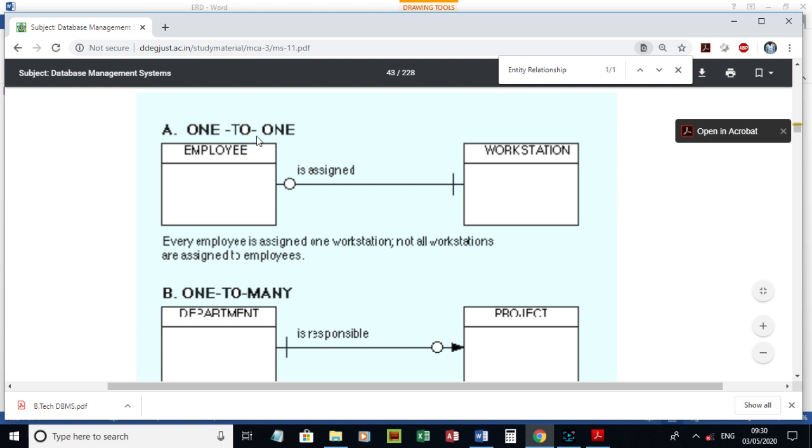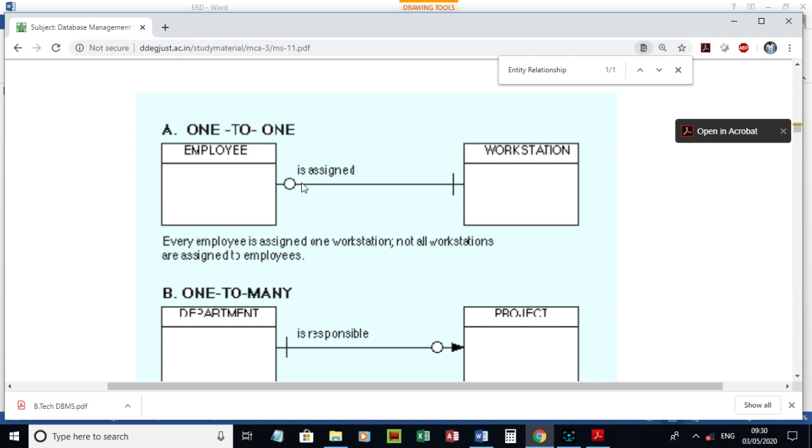Now, this is a one-to-one relationship. It means that one employee is assigned to one workstation. Once I call an office, it is one employee, one workstation. Your workstation is the same as the office number. Once you divide the desk, you get one desk for each. One employee is assigned to one workstation. Every employee is assigned one workstation, but not all workstations are assigned to employees.